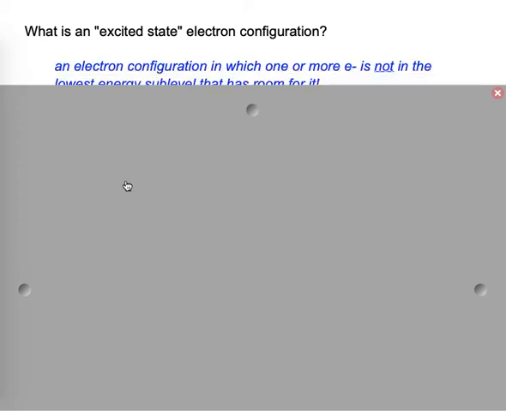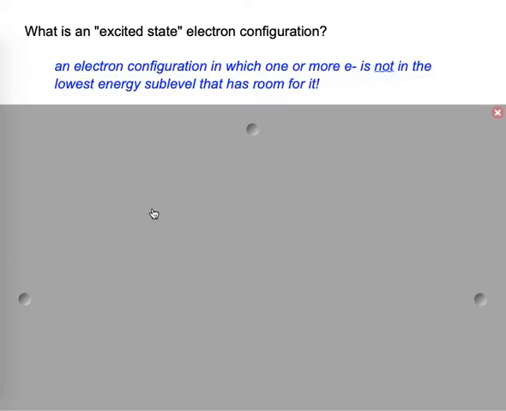Our final topic, what is an excited state electron configuration? Up until now, all the electron configurations we've written have corresponded to the ground state, meaning that all of the electrons are in the lowest energy sublevels that can accommodate them, consistent with the Aufbau principle. An excited state configuration is an electron configuration in which one or more electrons is not in the lowest energy sublevel that has room for it.